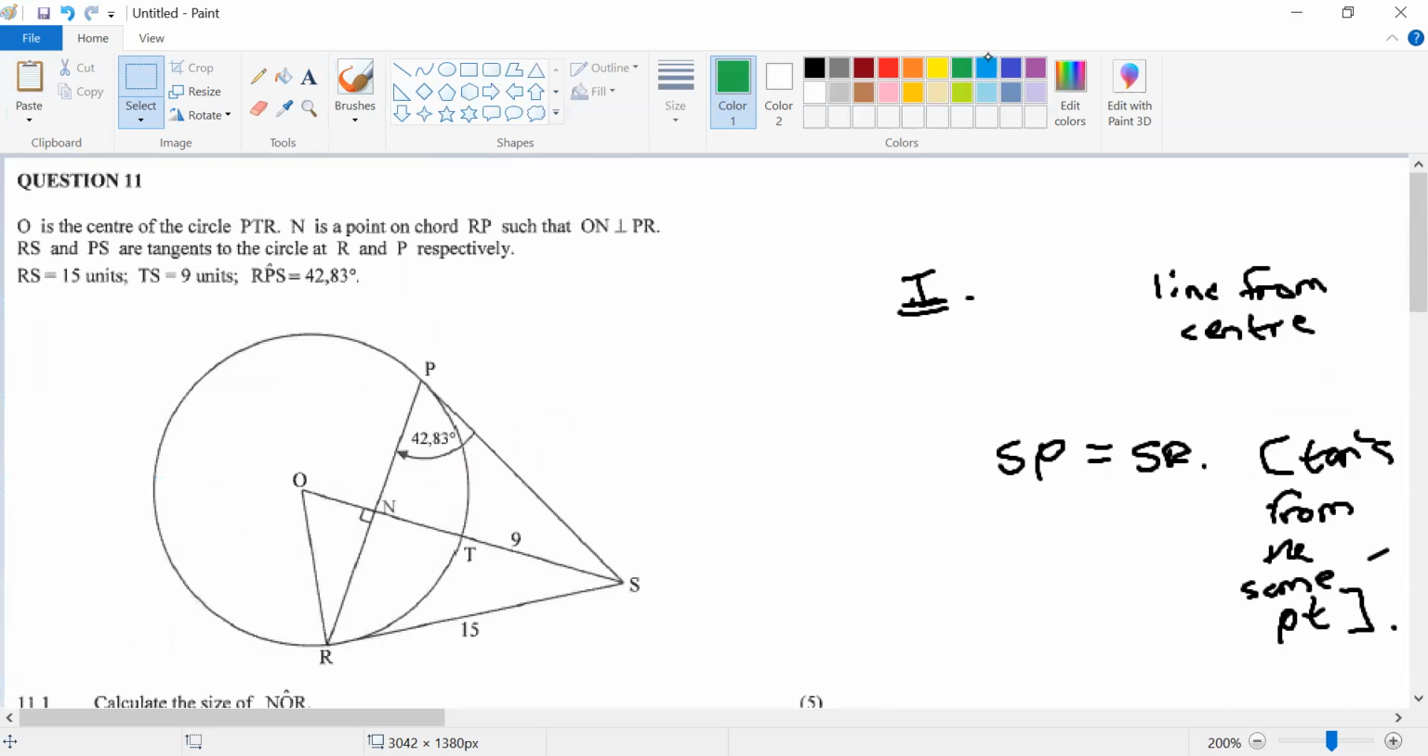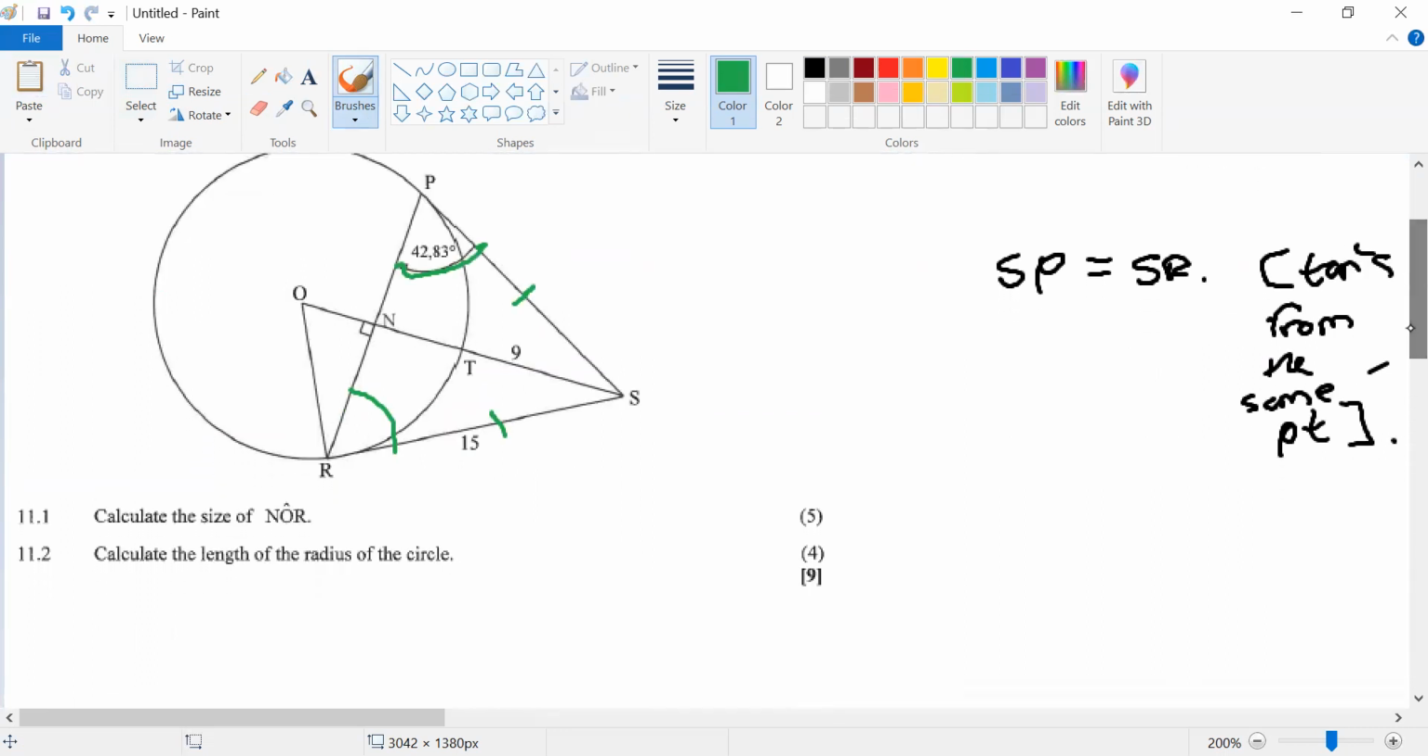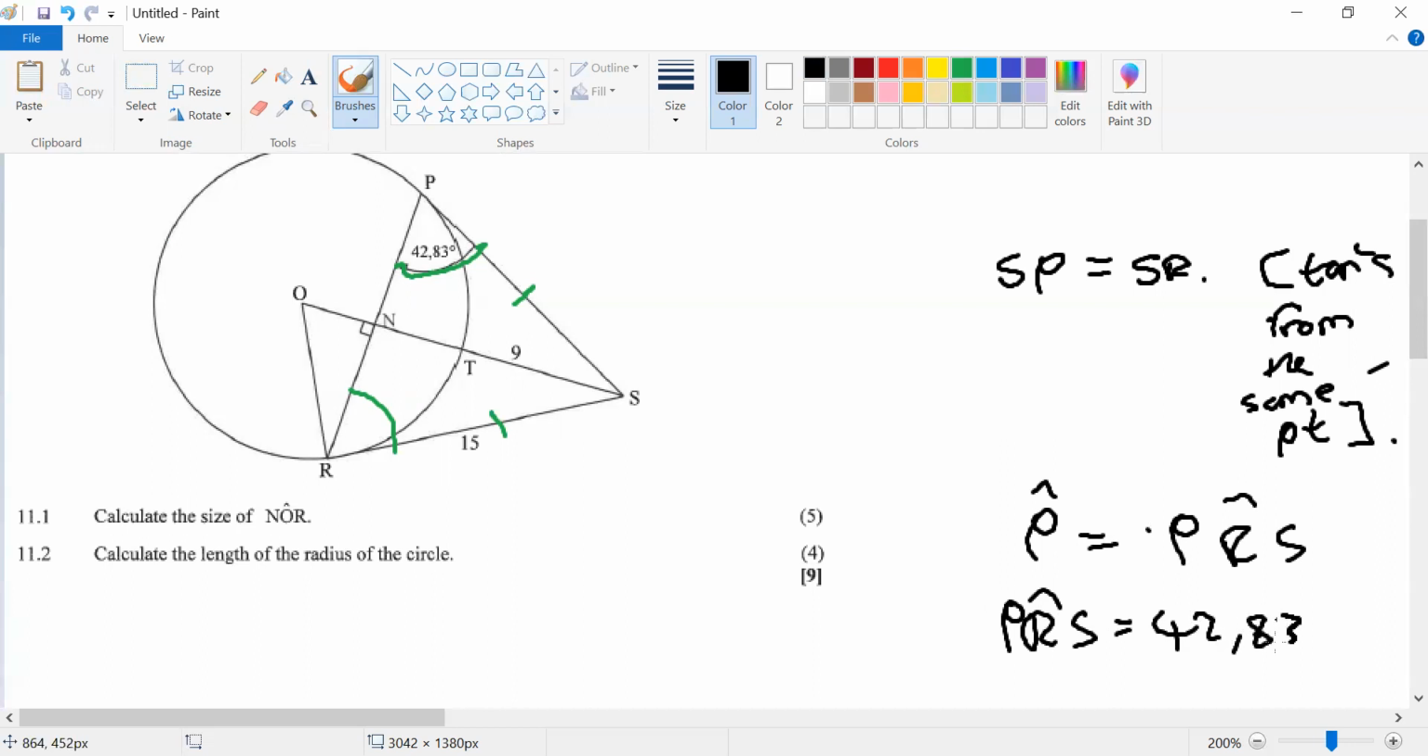Because if we look at it, we have these two sides here being equal, that one and that one, which means the base angles right here and right here are equal in magnitude. So all we need to do now is make that statement and say that the angle at P is equal to the angle PRS, which is the angle in green at the bottom there. So now all I need to do is write out that angle PRS is equal to 42,83.